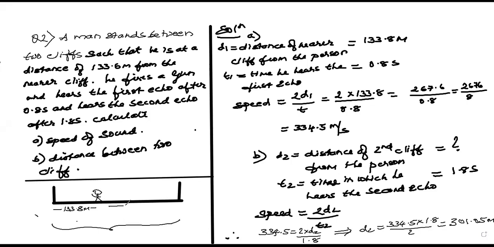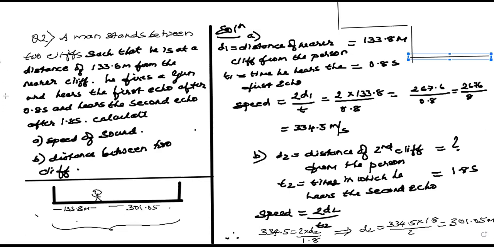So this is the distance of the second cliff. How much did you get, children? 301.05. But what is the question asked? They want the distance between the two cliffs. So here I'm going to do it, children. Here, just have a look at this.